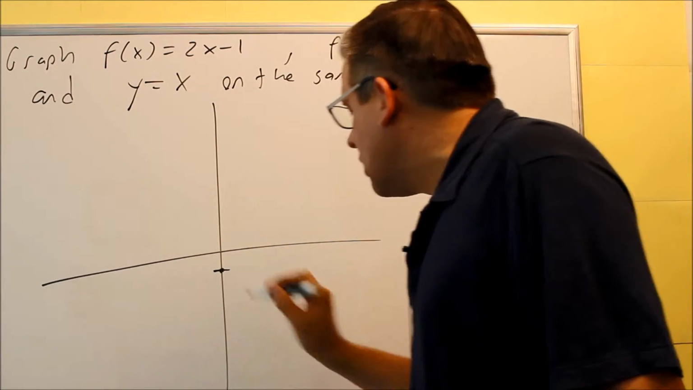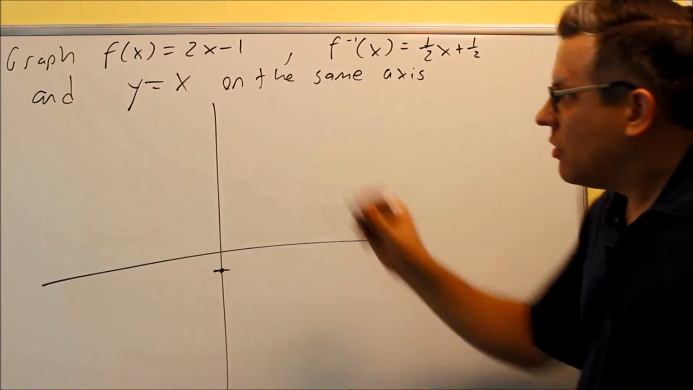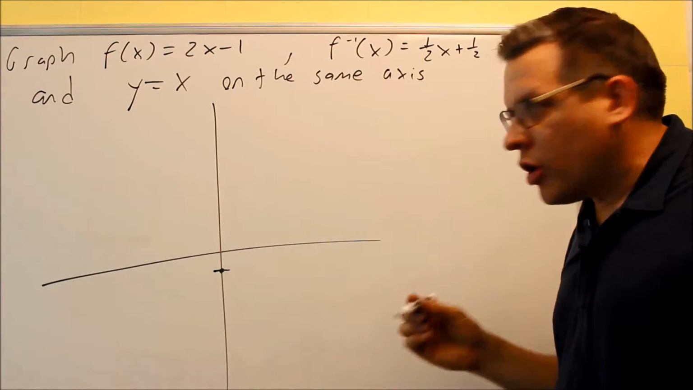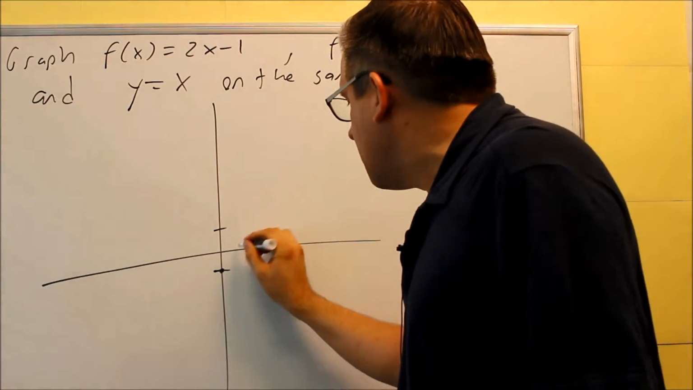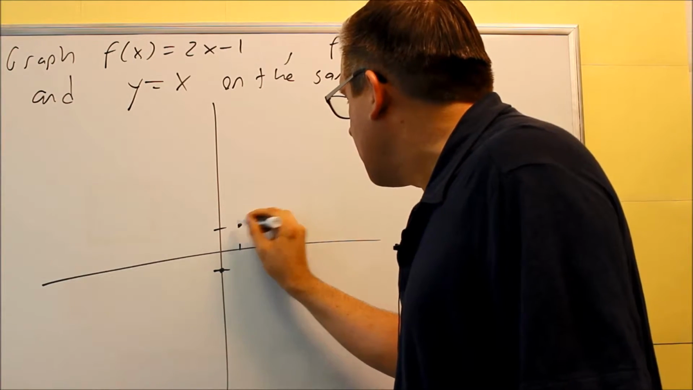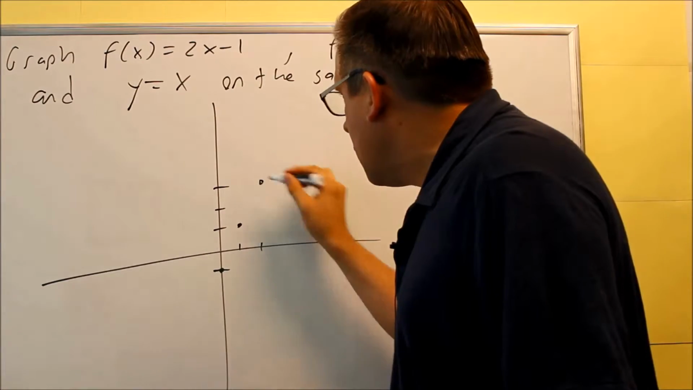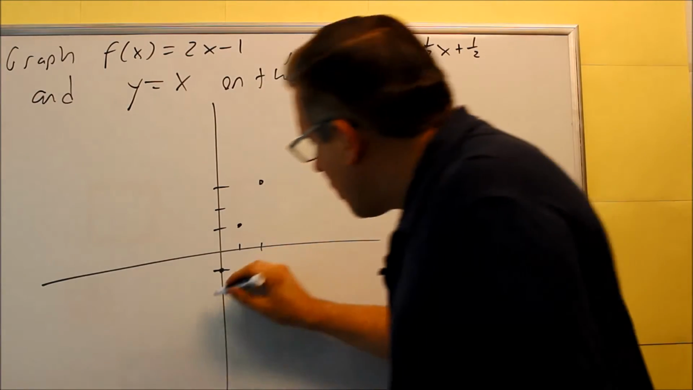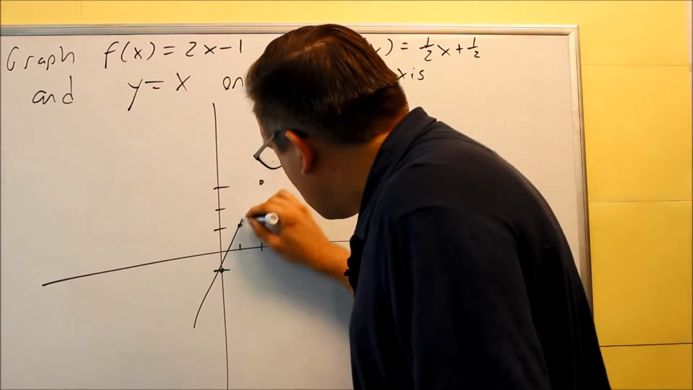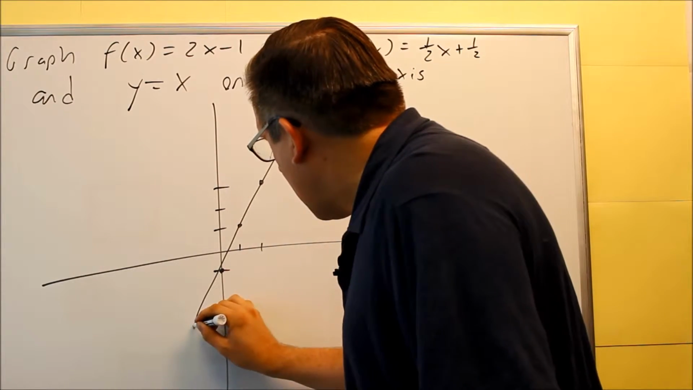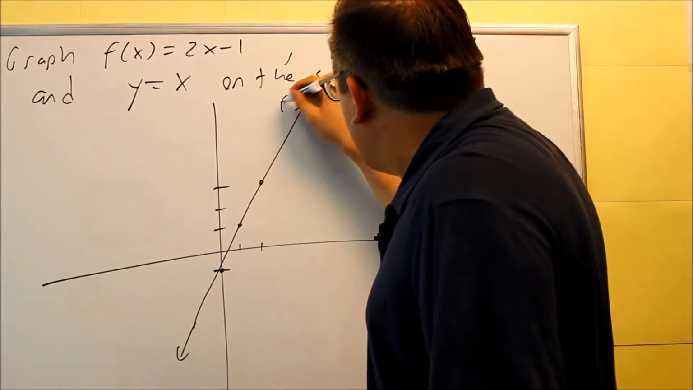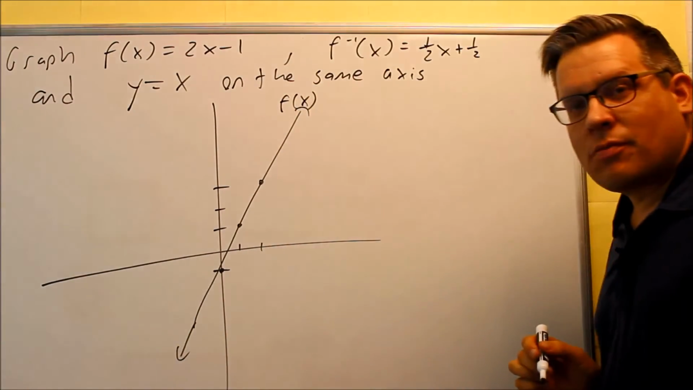Minus 1 is the y-intercept. Slope is 2 over 1, so from this point we're going to go up 2 over 1, and we can do that again if we want to, up 2 over 1. We have 3 points, so we can just connect these with a line, and that right there is going to be your f of x.